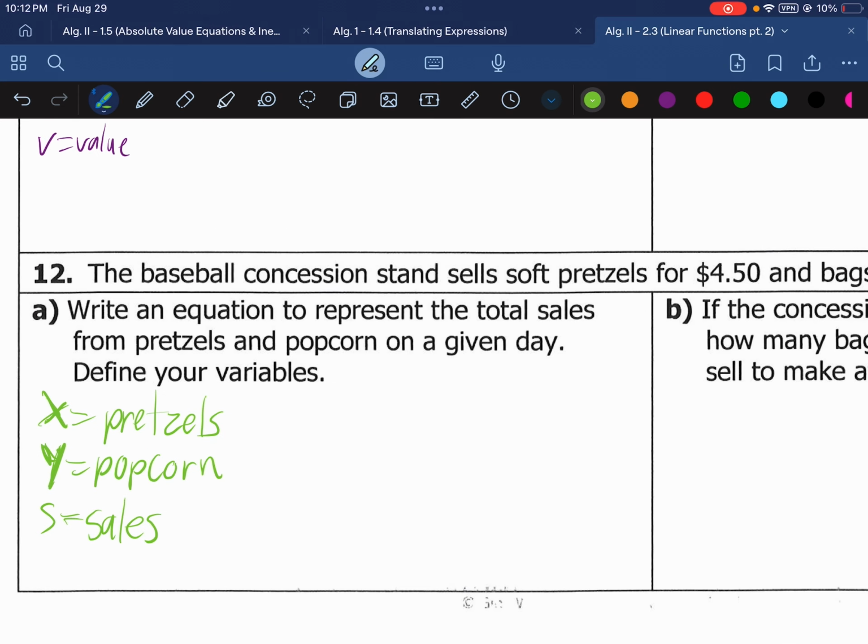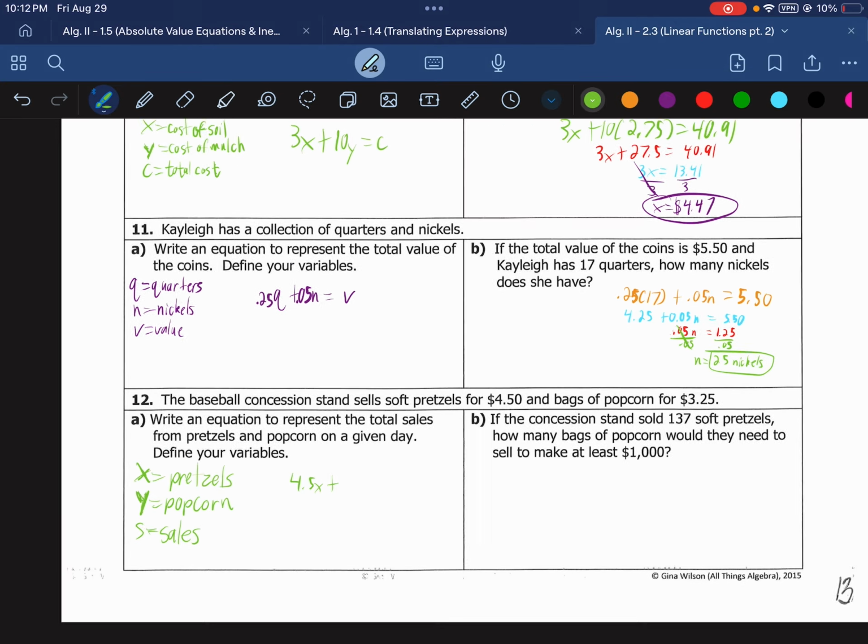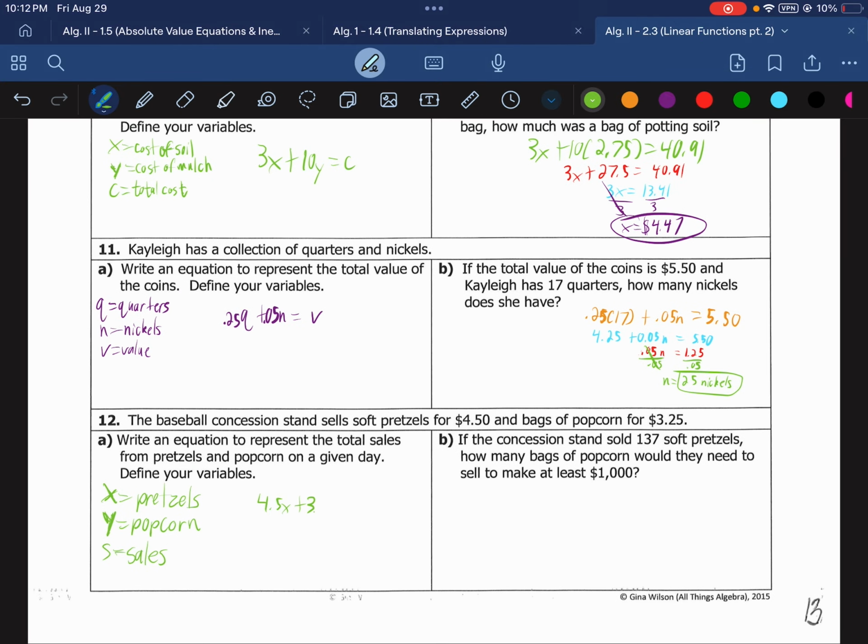And so this would be 4.5x, because $4.50 per pretzel, plus 3.25y, because $3.25 per bag of popcorn, is equal to S, the total sales from the concession stand.